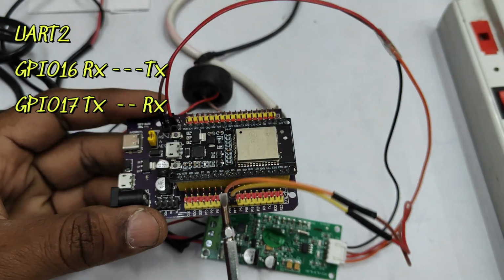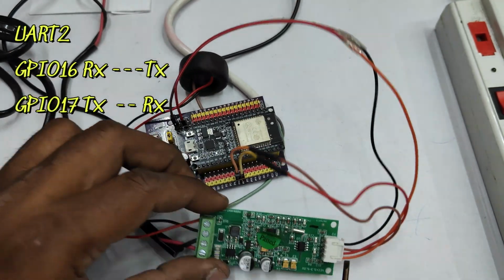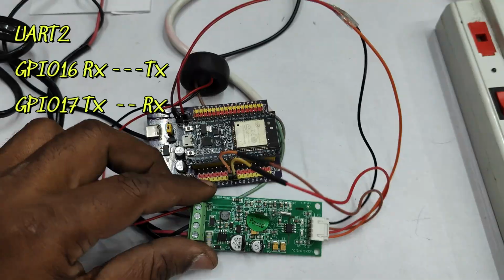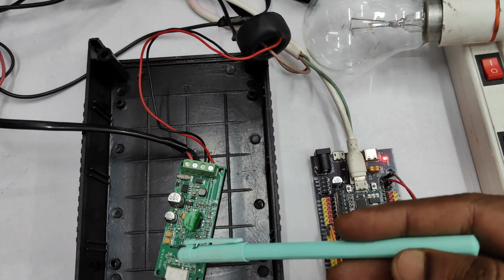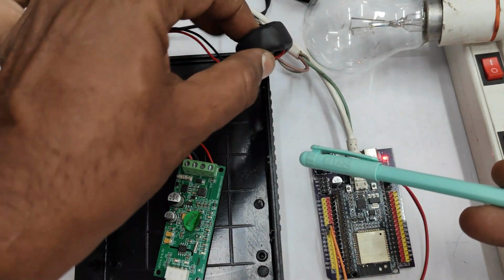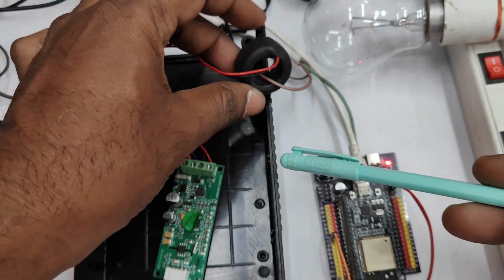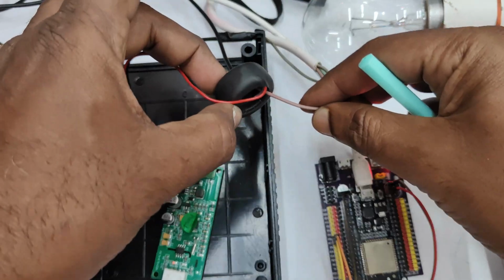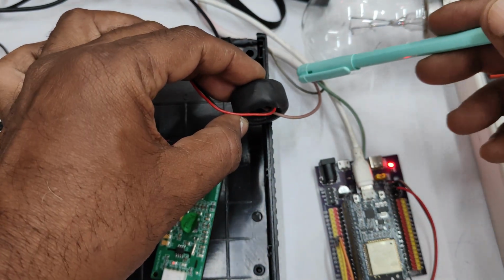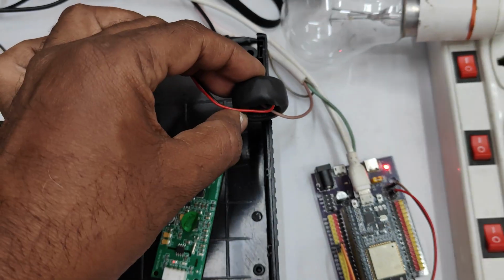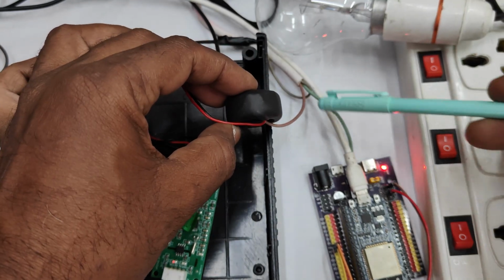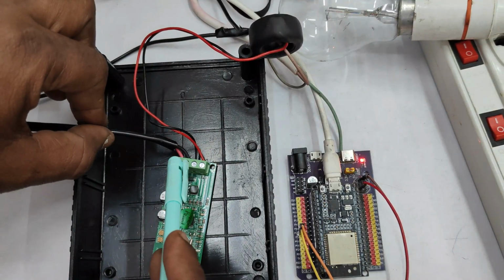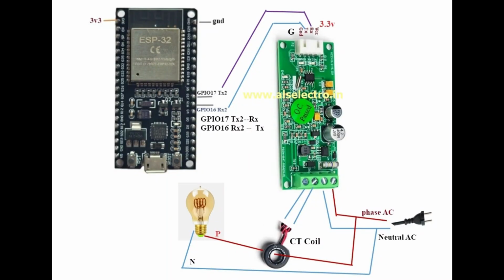And UART2 we are going to use, that is GPIO16 RX, which goes to TX of the PZEM, and GPIO17 TX goes to RX, a reverse connection. The most important point is that the phase wire of the load should pass through the current transformer. This is the simple connection: TX to RX, RX to TX and ground common. Now let us see the code.